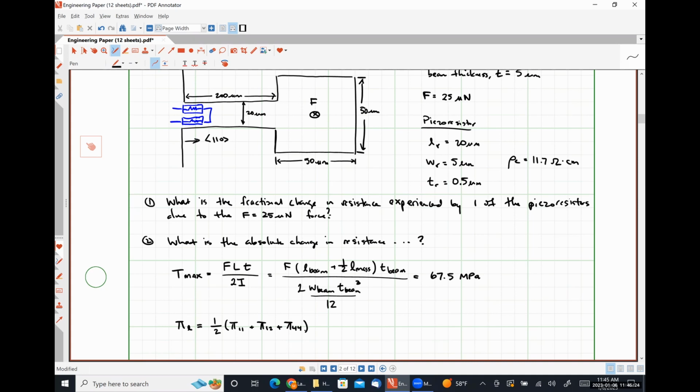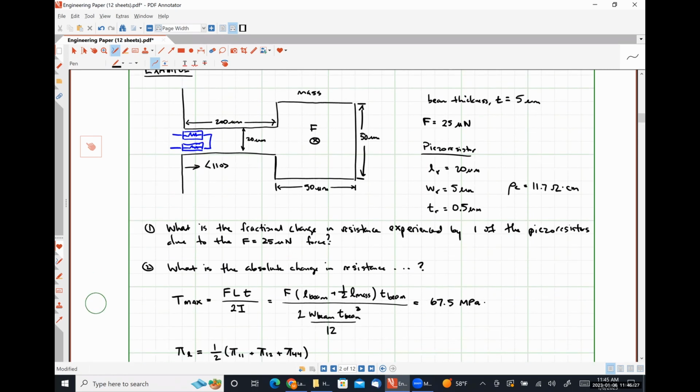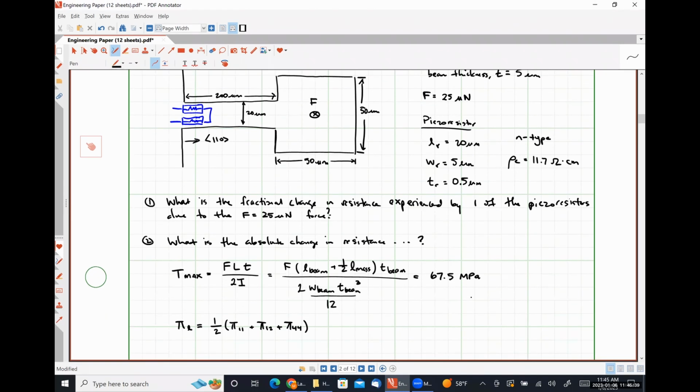And it would be important for me to tell you whether this is an N-type piezoresistor or a P-type piezoresistor. So let me go ahead and do that because I just realized I forgot to. This is N-type, so that we know which values from the table to pull. And from here, we could simply calculate our longitudinal piezoresistive coefficient, which is going to come out to be negative 31.2 times 10 to the negative 11 inverse pascals.